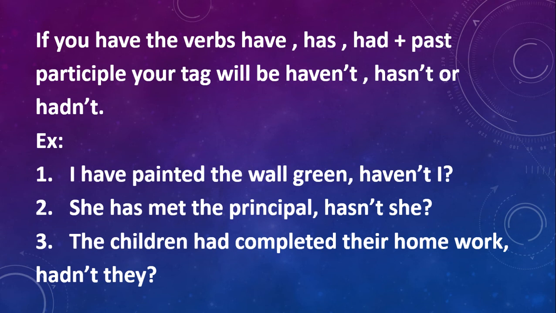And then next, she has met the principal. You can see that there is a presence of a verb has here. Has is followed by past participle met. So you have to use hasn't she. Third one, the children had completed their homework. There is a presence of a verb had followed by past participle completed. So you have to use hadn't they.